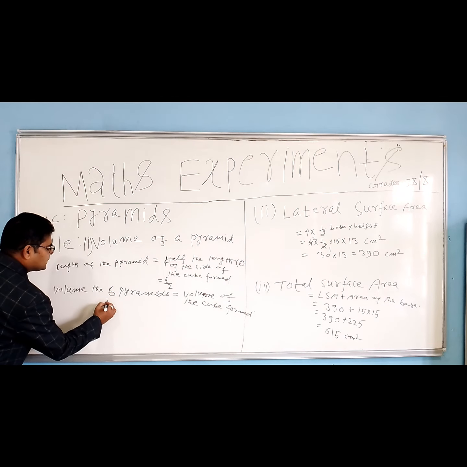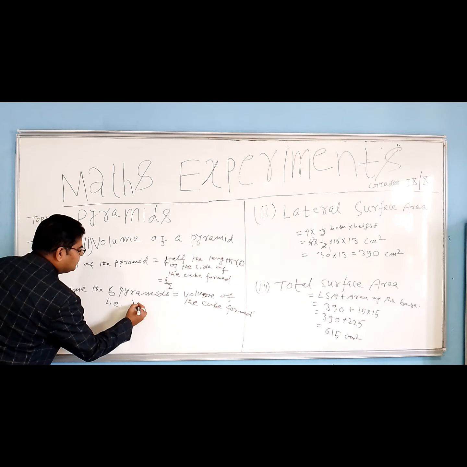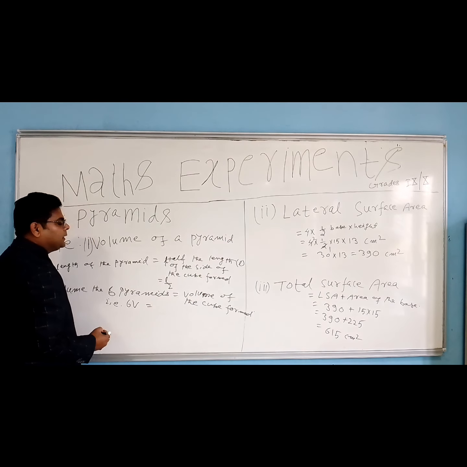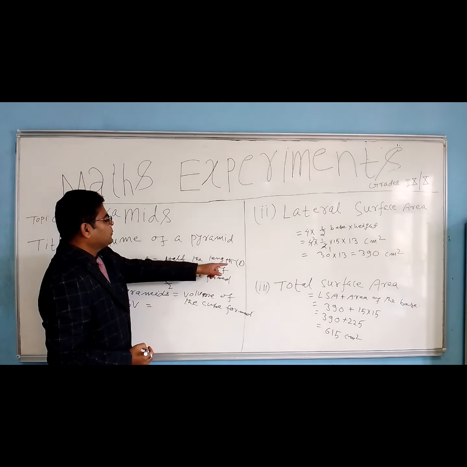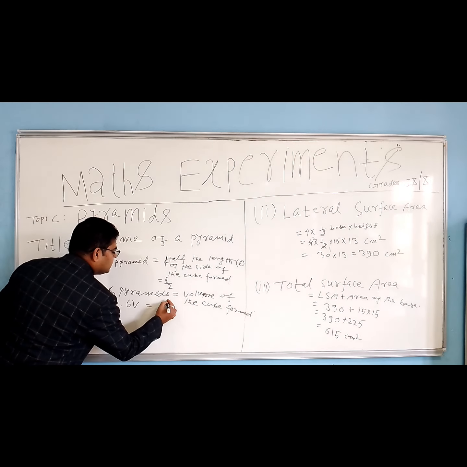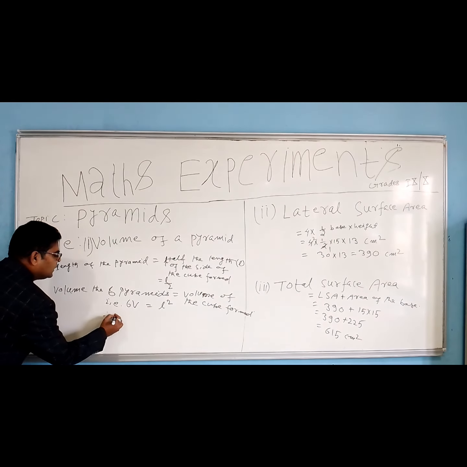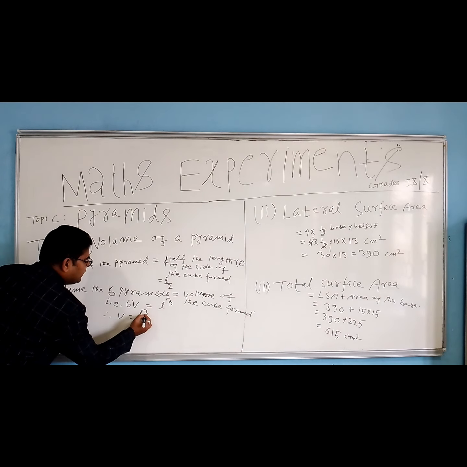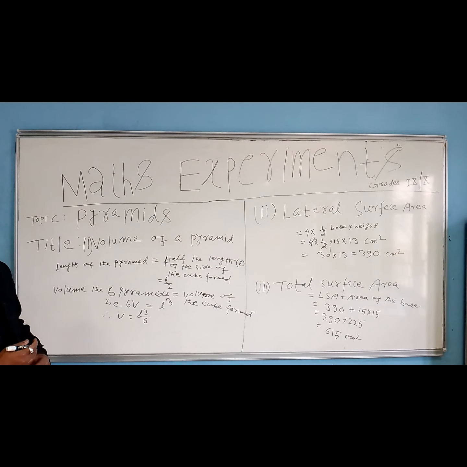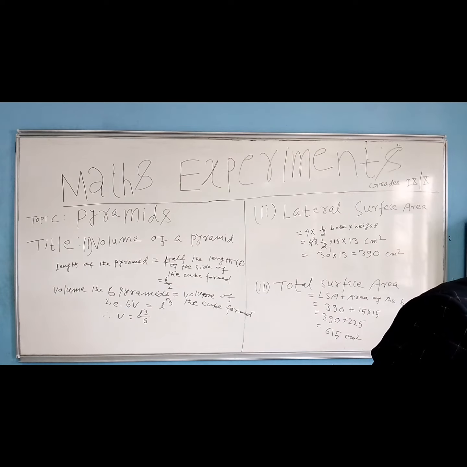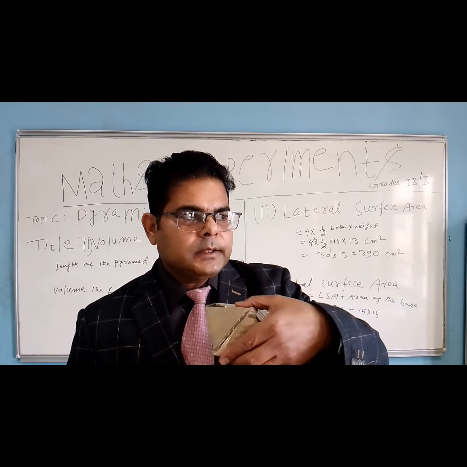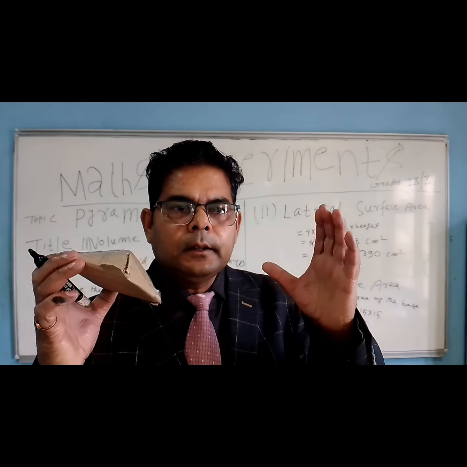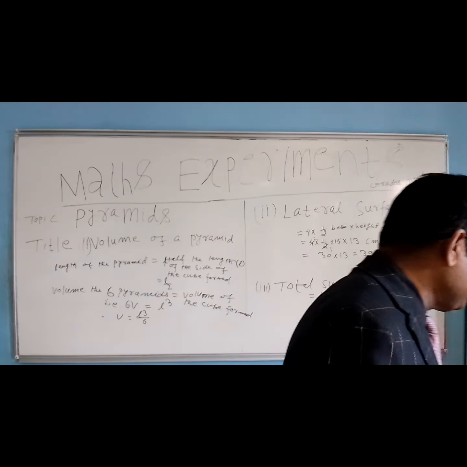Okay? That means you can say 6 times the volume of the pyramid, if you call this V, equals the volume of the cube having length, which we suppose is L. Yes? So therefore V equals L cube by 6. That means the volume of each pyramid will be 6 times less than the volume of the cube which was formed by combining 6 pyramids together.